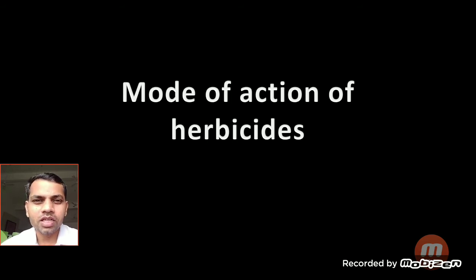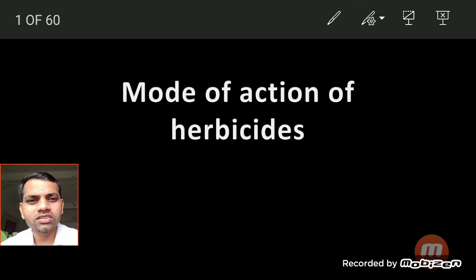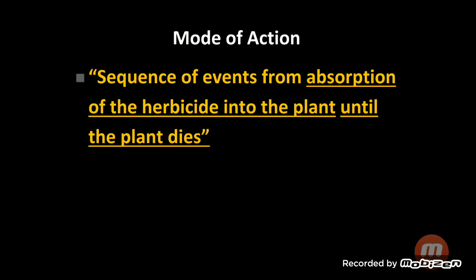There are a number of herbicides available in the market. Different herbicides have different modes of action, and one by one we will discuss how the herbicides actually kill the plants. This is not one event, it is a sequence of events from absorption of the herbicide into the plant until the plant dies. Whatever processes happen step by step, all processes together are called the mode of action of the herbicide. The sequence of events from absorption, how the absorption takes place, until the plant dies, how and why the plant dies, all the steps are called the mode of action of herbicides.